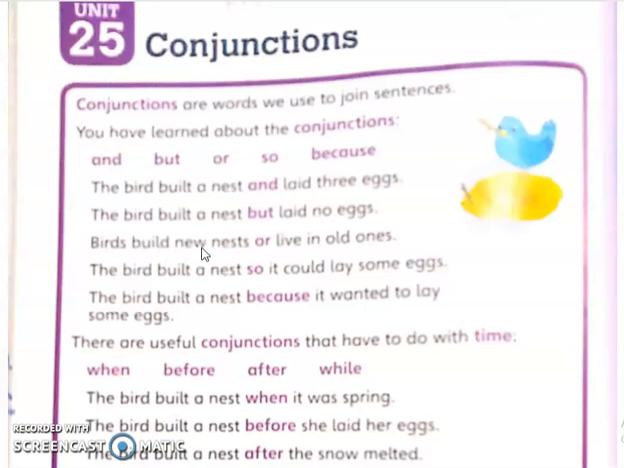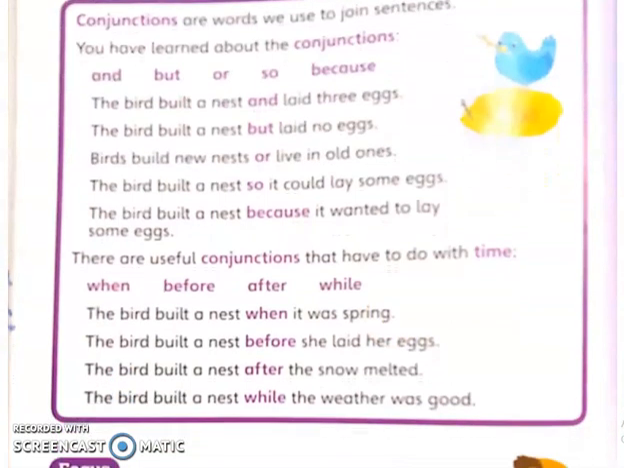So these were some conjunctions you have already read. Here are some others. Look at this. There are useful conjunctions that have to do with time. These are conjunctions of time, which is one type of subordinating conjunction. Subordinating conjunctions we use to join a subordinate clause with the main clause. A subordinate clause always starts with a subordinating conjunction like these: when, before, after, while. These are subordinating conjunctions of time.